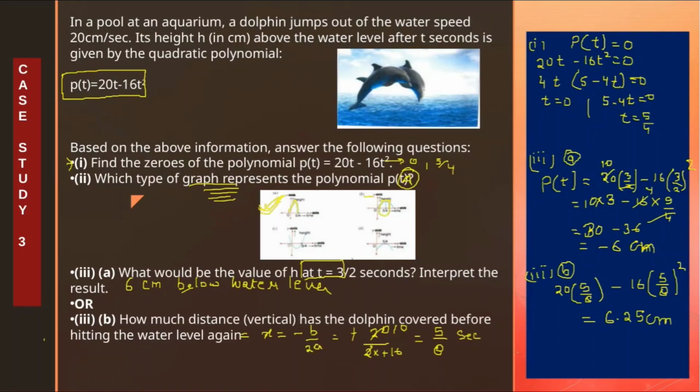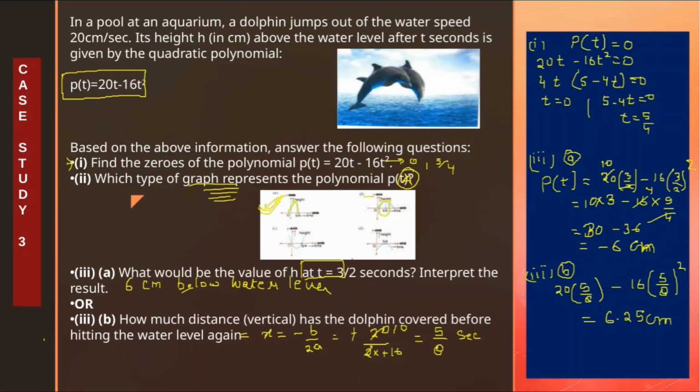First, where does the dolphin start and end its jump, the zeros of the polynomial? Then, what kind of graph does this equation make? Finally, we'll calculate the height at 1.5 seconds, or figure out the total vertical distance the dolphin covers before it hits the water again.